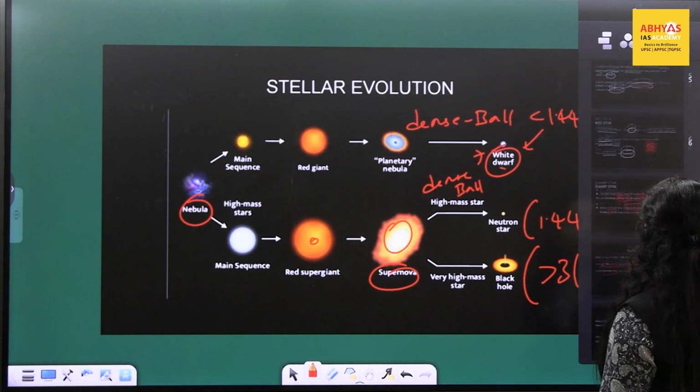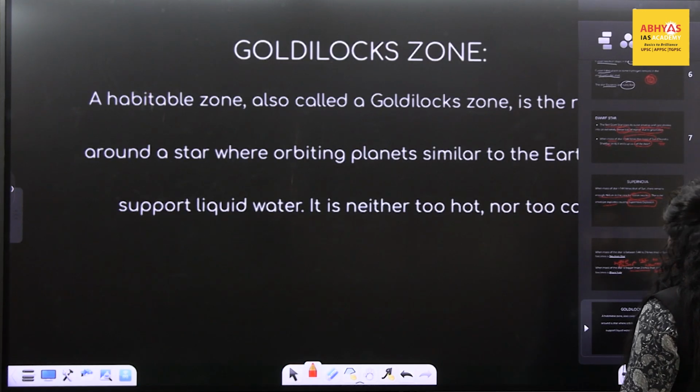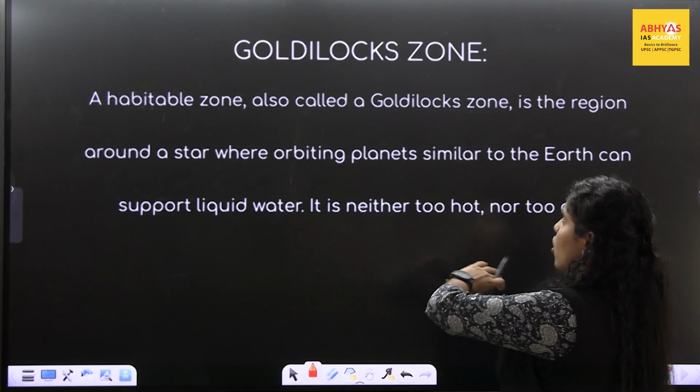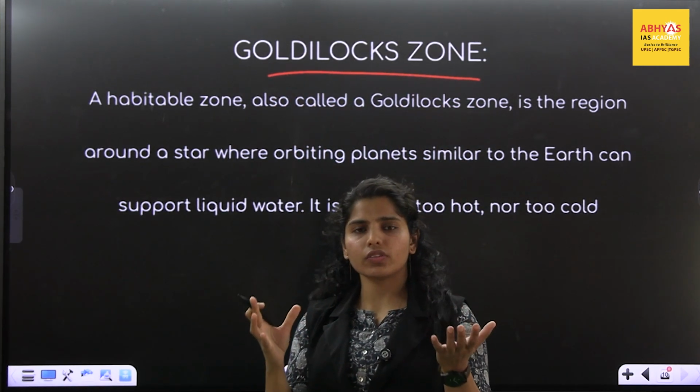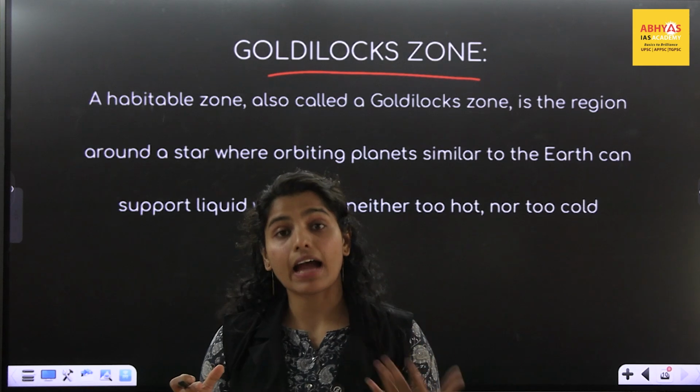Now let us see the last concept of this session, which is the Goldilocks zone. So Goldilocks zone means any zone which can be habitable, where we have water.